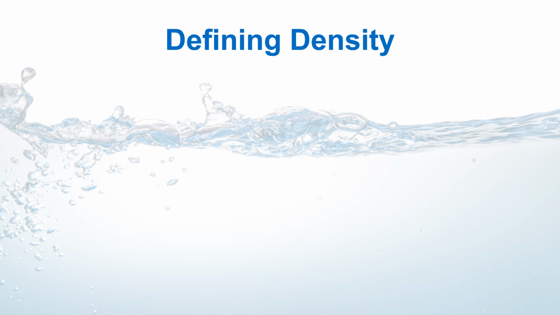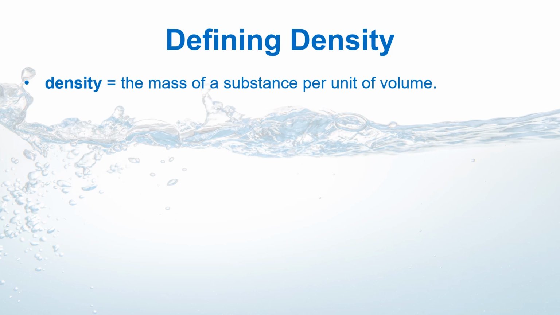So let's boil this down to the basics, the key things that you have to remember. First off, density is considered a property of all matter and is defined as the mass of a substance per unit of volume. So basically, density is just a ratio of mass to volume. Any substance that you can think of, whether it's a solid, liquid, or gas, has a density.